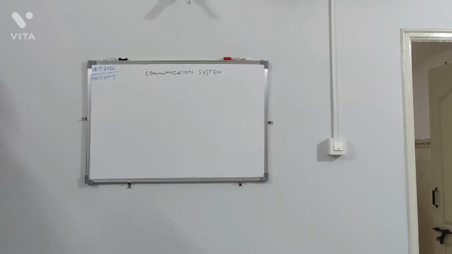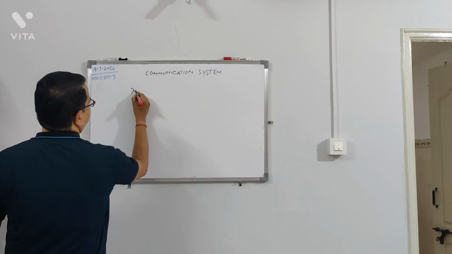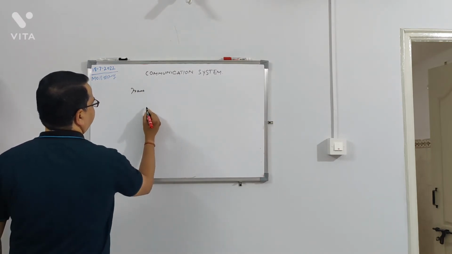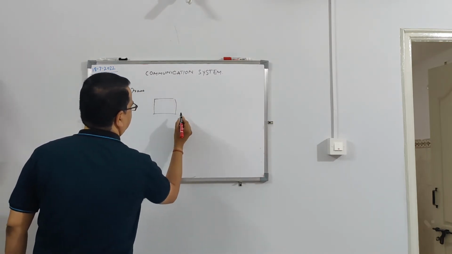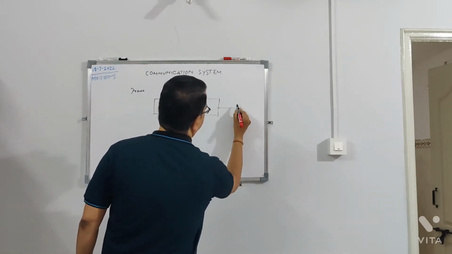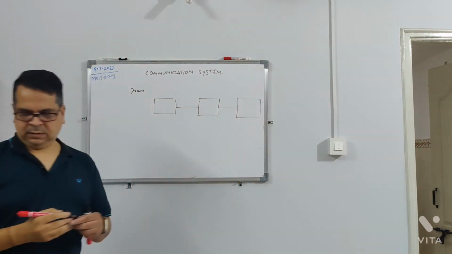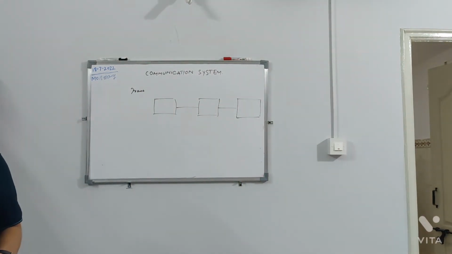Okay, so what are the different transmission media? How do we transmit? We have a transmitter, and then we have a medium of communication, right? We have a transmitter, we have a receiver, and in between we have a channel.